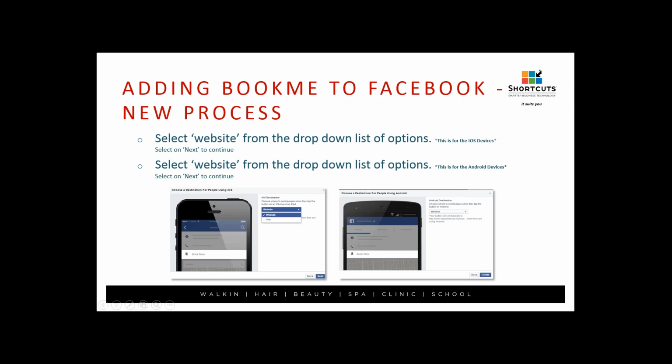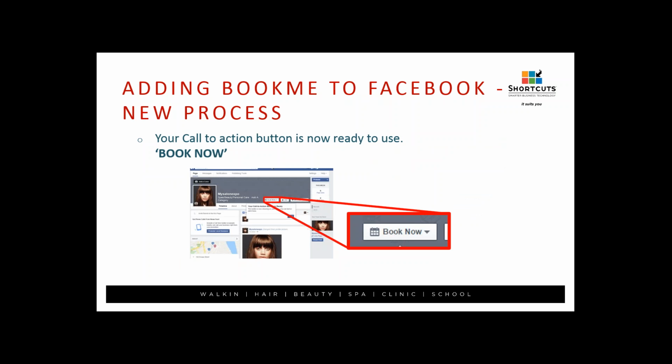The next option you're going to get is that you want to make it both available for iOS devices as well as Android devices. So the first thing you need to do is select website for the iOS, and then you need to select website again for Android, and then hit next. So what you'll see is you've now got the Book Now button, which is ready to go. So you can definitely have your existing app, which you would have added, as well as the Book Now button on your Facebook page. They both work hand in hand.